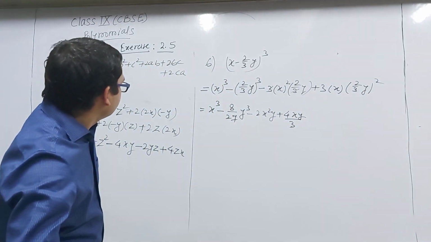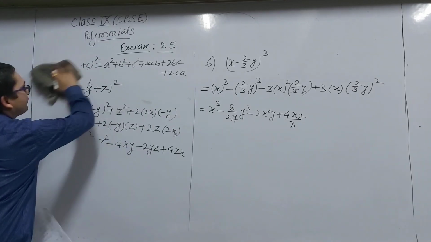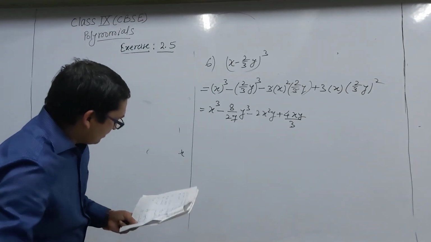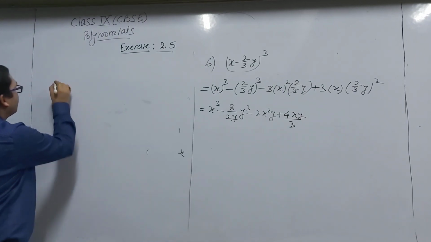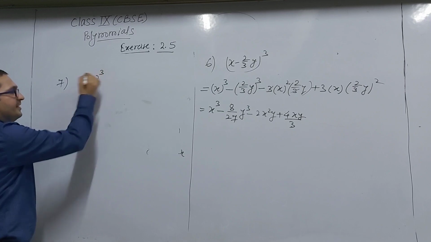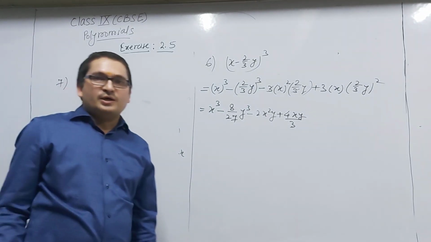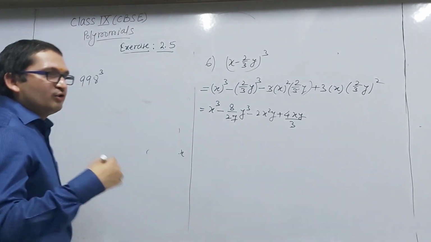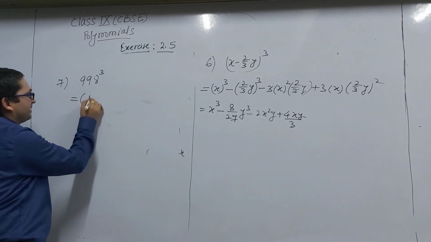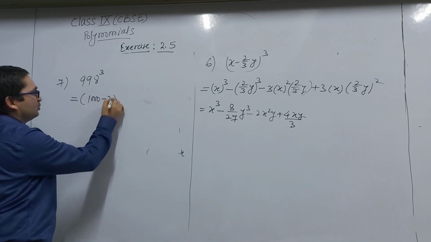One more question we can do. Question number 7. Find the value of 998 cube using identity. You are not going to multiply 998 three times, right? What we can do is write (1000 minus 2) whole cube.